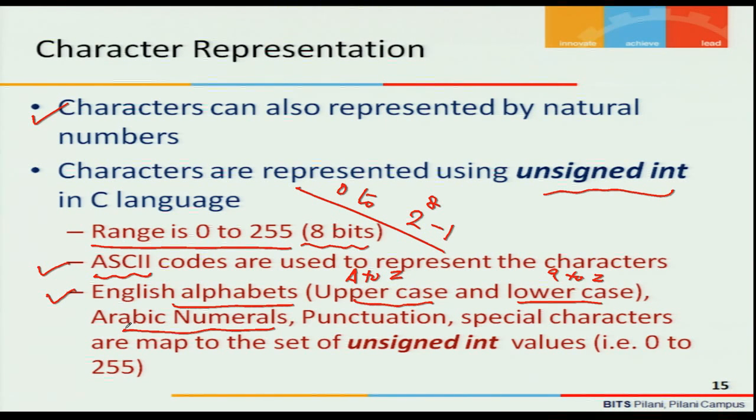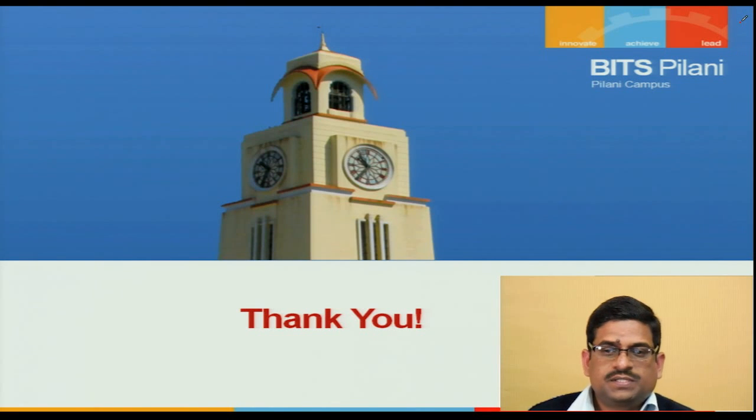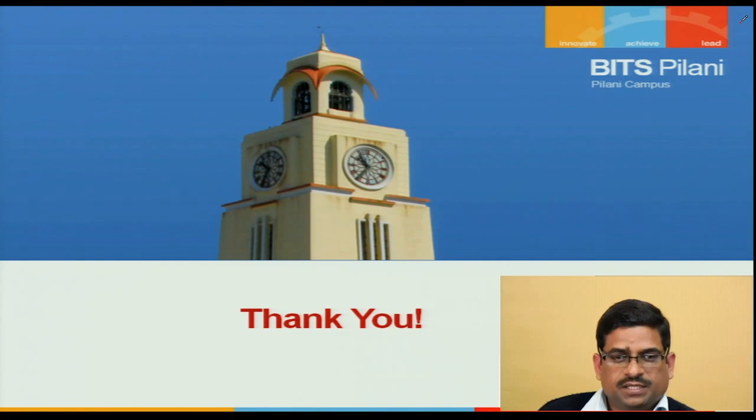Numerals 0 to 9, punctuation such as comma and semicolon, which you can see on your computer keyboard, and special characters like question mark, backslash, forward slash, asterisk sign, and so on. All these characters are mapped to a set of unsigned integer values in the range 0 to 255. So this is all about the third lecture of this module 1. Thank you very much.